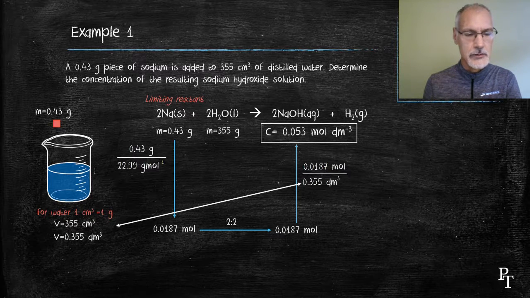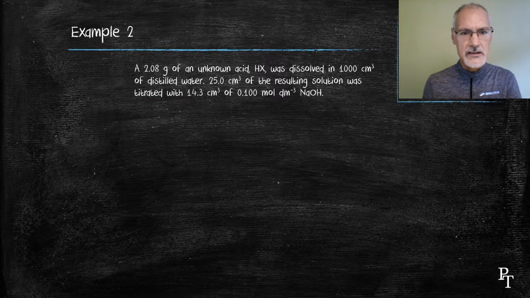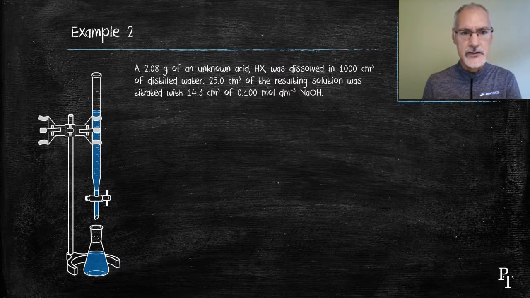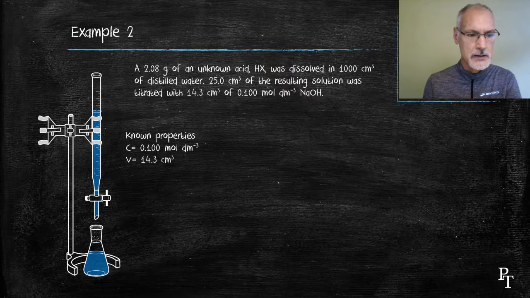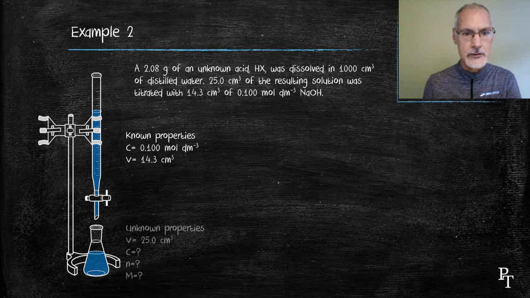Let's try another example. This involves a technique which is called titration. So here's the apparatus that one uses in titration. The basic idea is we have a solution of known properties that occupies the burette up above. In this particular case, I know the volume of sodium hydroxide solution that I added, and I'm going to determine some properties of the unknown solution down here below in my flask.